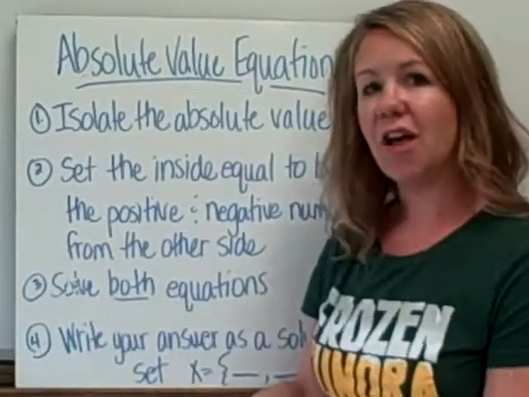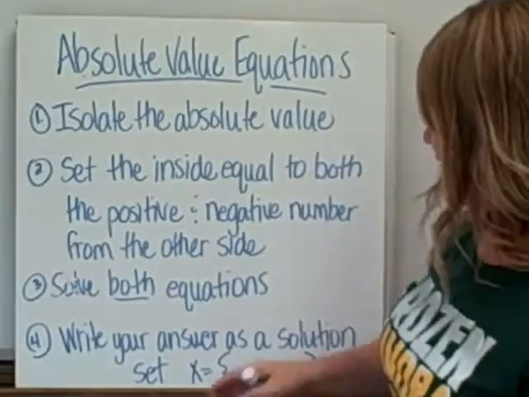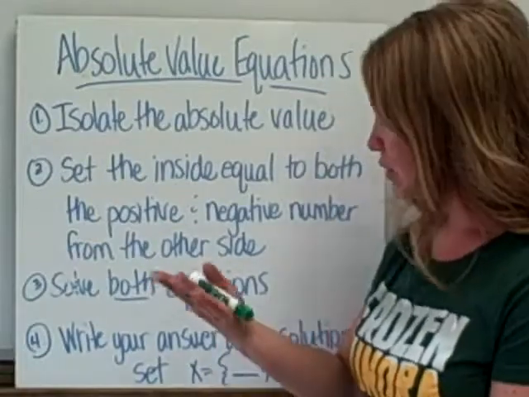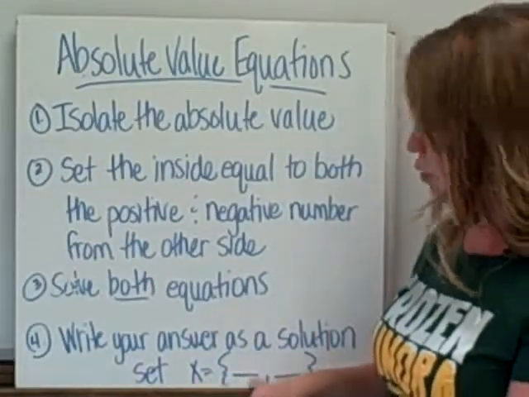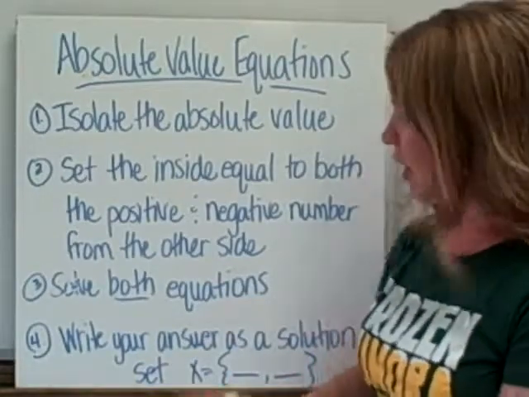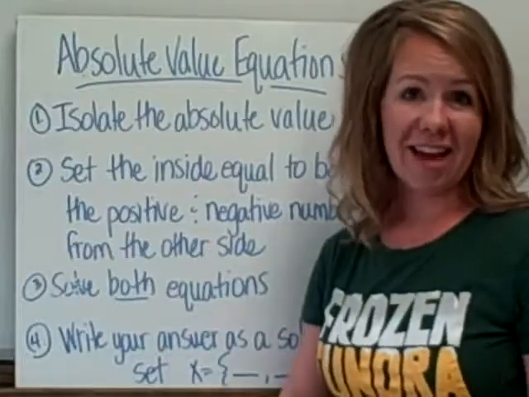Step number three, you're going to solve both equations. And then number four, you're going to write your answer as a solution set, showing that there are multiple answers for the same question. So for example, x equals, you could fill in 5, comma, -5 if there's two answers. Your solution set is denoted with curly brackets on each side of it.